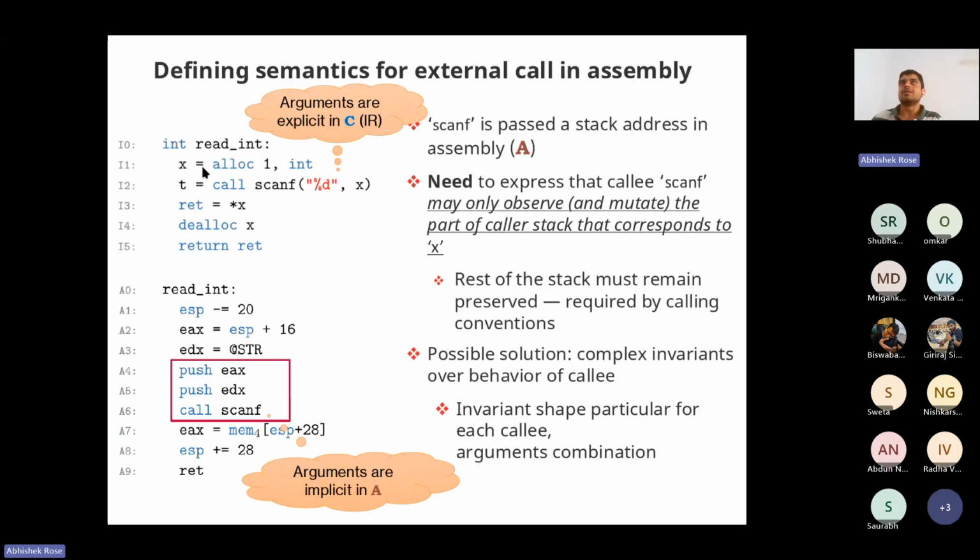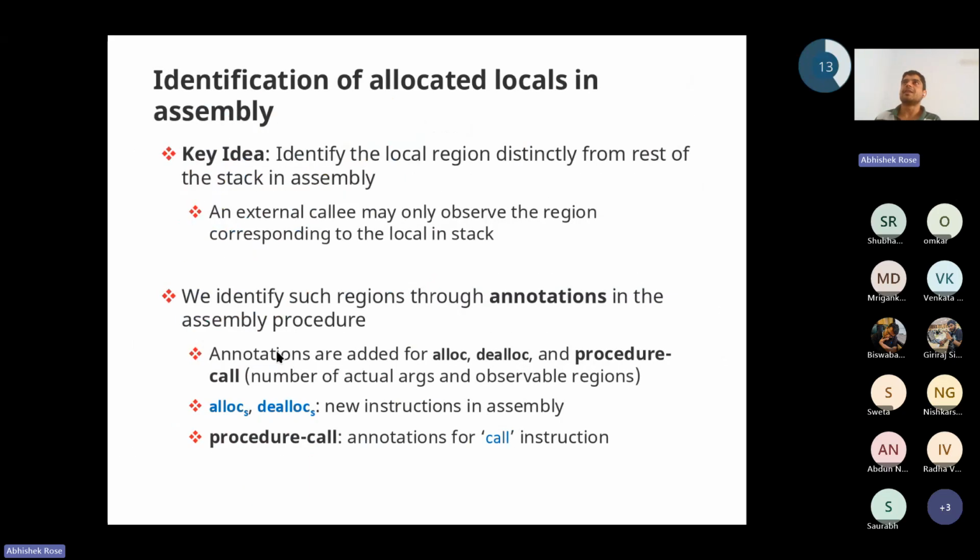The local X is allocated in the C program. In the assembly program, the local X resides in the 20 bytes allocated by the C program. What we want to do is identify the 4 bytes corresponding to this local X in the 20 bytes of the stack, right? And the way we identify them is through annotations in the assembly procedure. These annotations correspond to new assembly instructions, which are just notations. They do not have any meaning in the assembly semantics, and they are only valid for validation purposes.